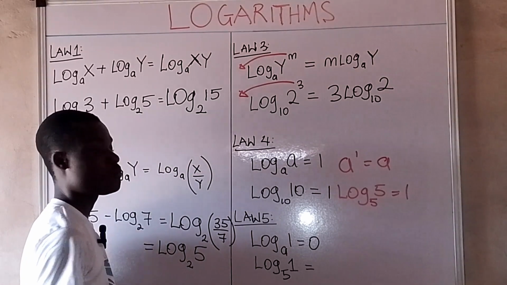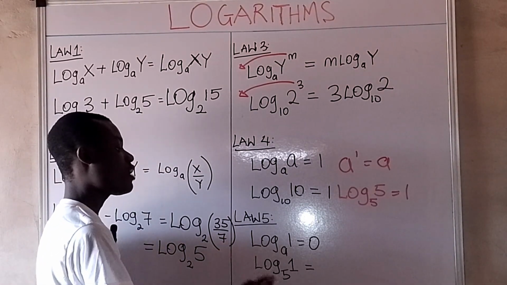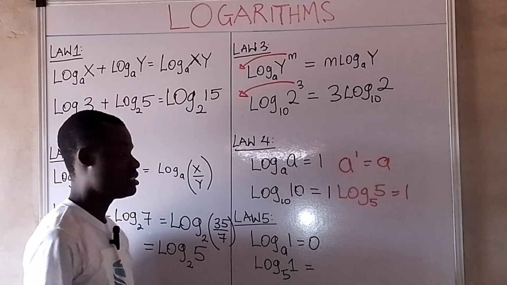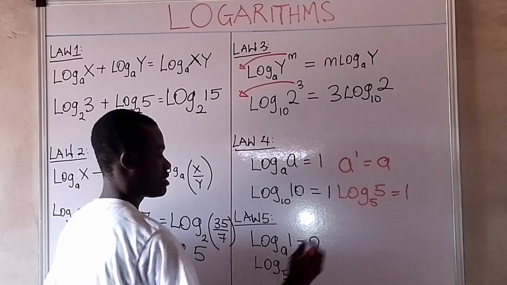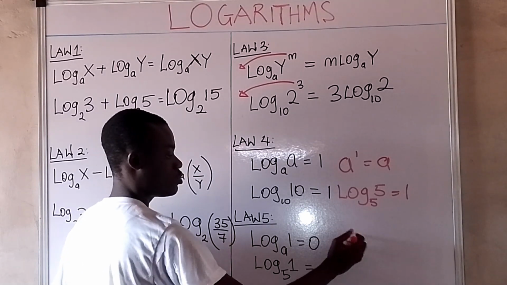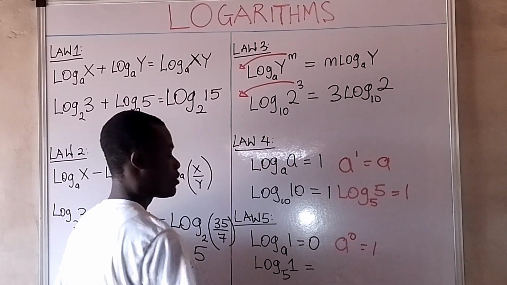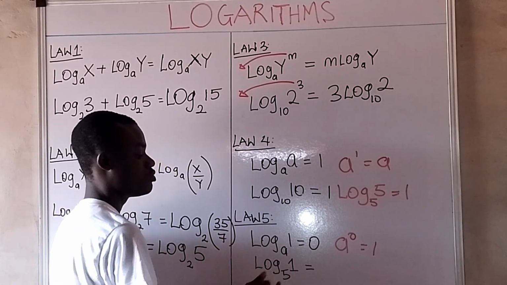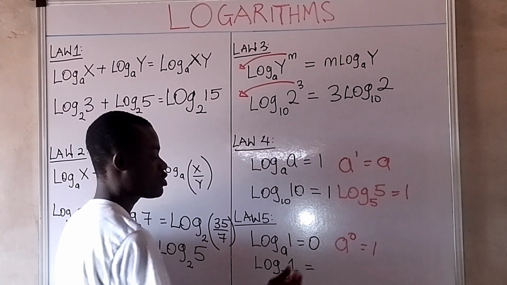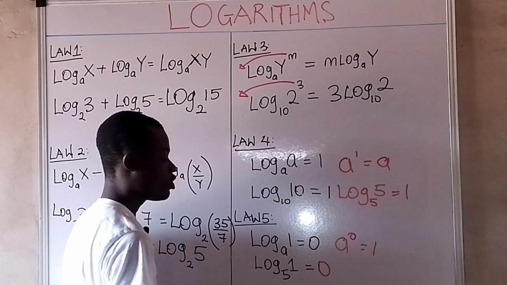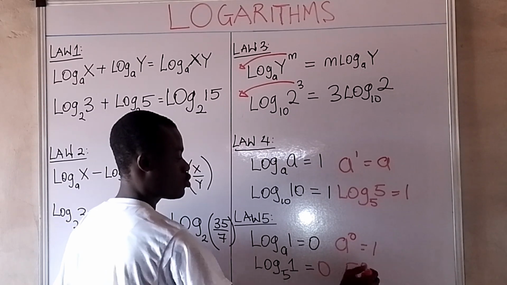In the last law, which is log 1 to the base of a, if you have log 1 to any base, it is equal to 0 because a, which is the base, raised to the power of 0, and you know in mathematics, anything raised to the power of 0 is equal to 1. So in this case, I have log 1 to the base of 5. Without solving, the answer is 0 because 5 raised to the power of 0 is equal to 1.